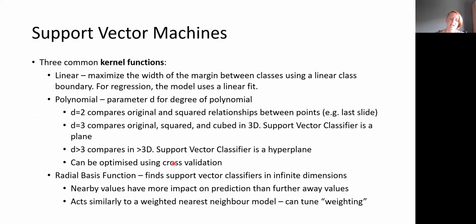The final kernel function that I'm going to talk about is radial basis function, which is what they used in this paper, which finds support vector classifiers in infinite dimensions, which obviously is impossible to visualize. We can essentially think of this as when you have nearby values, they will have more impact on the prediction than further away values. So it acts similarly to a weighted nearest neighbor model. And again, you have a tuning parameter in your model where you can tune the weighting. So you can say how much impact each data point has on other data points that are nearby versus further away.